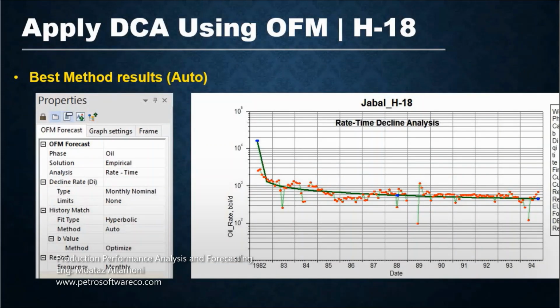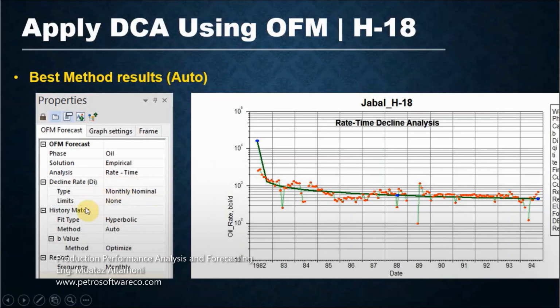We can see here this window is available in OFM, and after we apply the best method for auto, we can see the best matching here. We can see the phase is oil. Solution, the type of decline is empirical. We have some different methods for declines, and the analysis is rate here in log and the time. And for type of decline rate, as we use a monthly nominal, we can change that for effective.